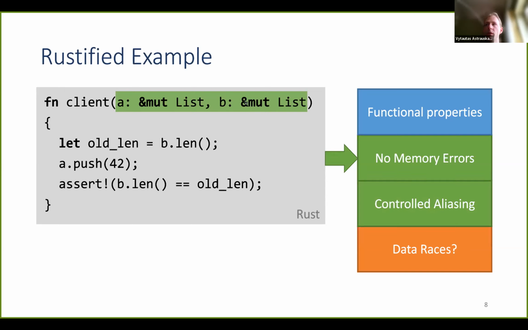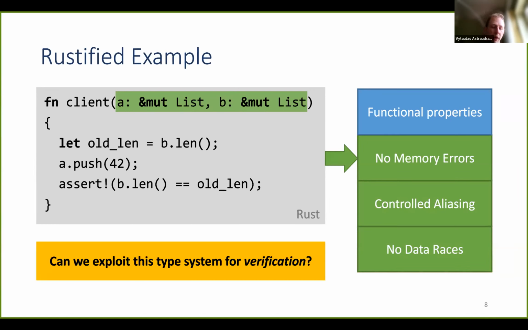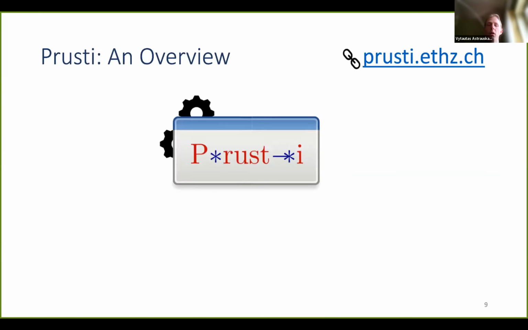Also, the Rust compiler guarantees that these two references cannot alias. And as an overall result, it also guarantees that there are no data races in Rust. The main question we explored in the Prusti project is, can we exploit this type system for verification? With this respect, in 2017, so already 5 years ago, we started the Prusti project.